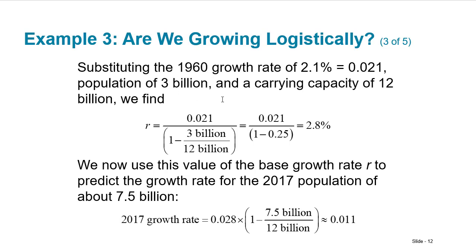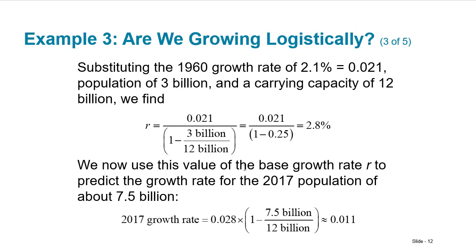The growth rate in 1960 was 2.1%. The population in 1960 was 3 billion. The carrying capacity is 12 billion. If you do all this math, which isn't that bad, because the billions go away and you get 3 over 12, which is just 1/4 or 0.25. So this becomes 1.25. So you basically have 0.021 divided by 1.25, and you get 2.8%.